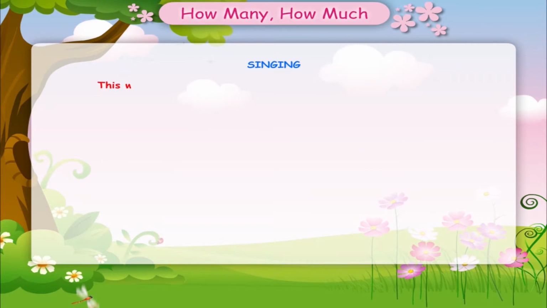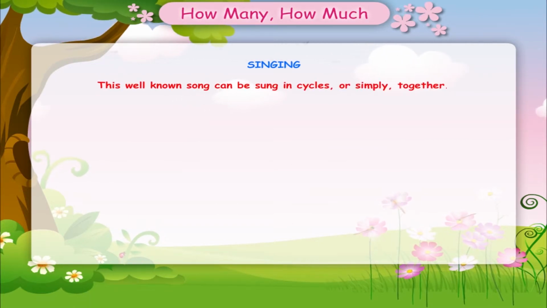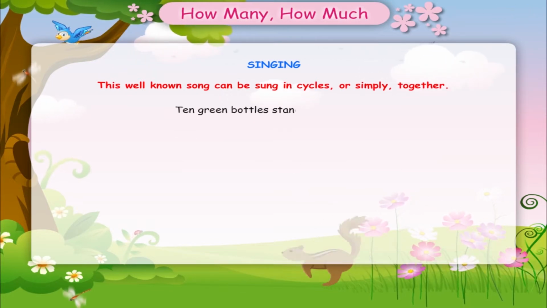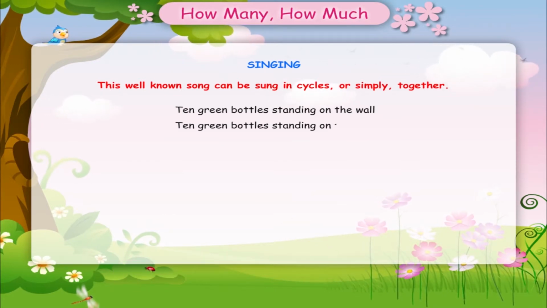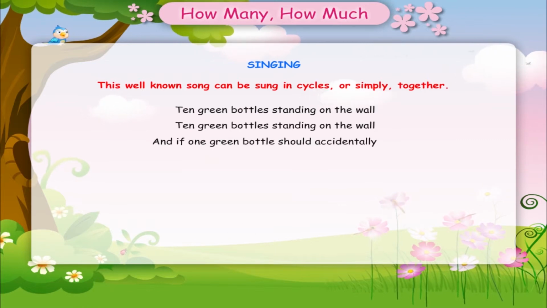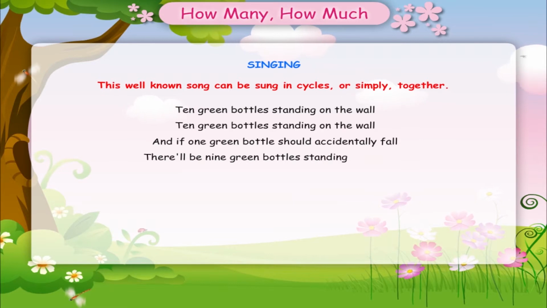Singing. This well-known song can be sung in cycles or simply together. 10 green bottles standing on the wall. 10 green bottles standing on the wall. And if one green bottle should accidentally fall, there'll be 9 green bottles standing on the wall.